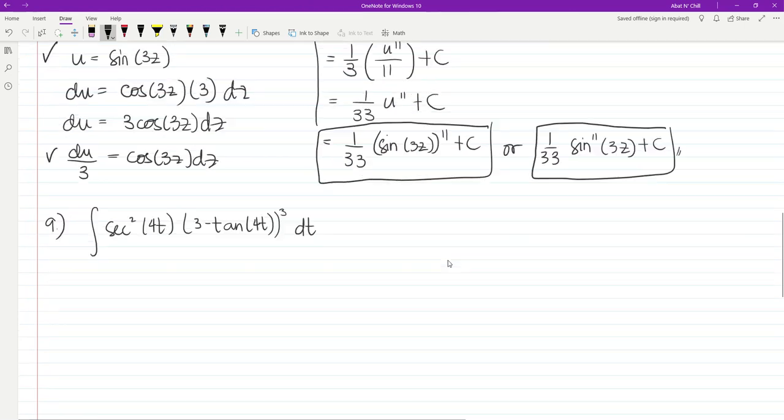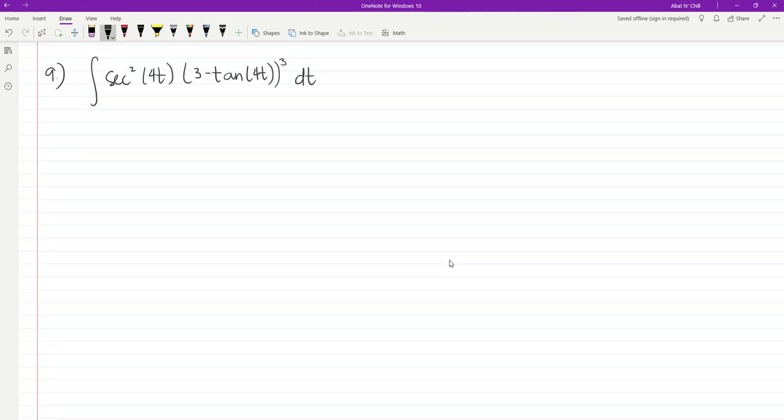So we have present the trigonometric functions tangent and secant. We know that the derivative of tangent is secant squared. So there is a great chance that our choosing of u will be right if we choose this term including the tangent. Well, of course, including the 3 also. So let's get u as 3 minus tangent of 4t.